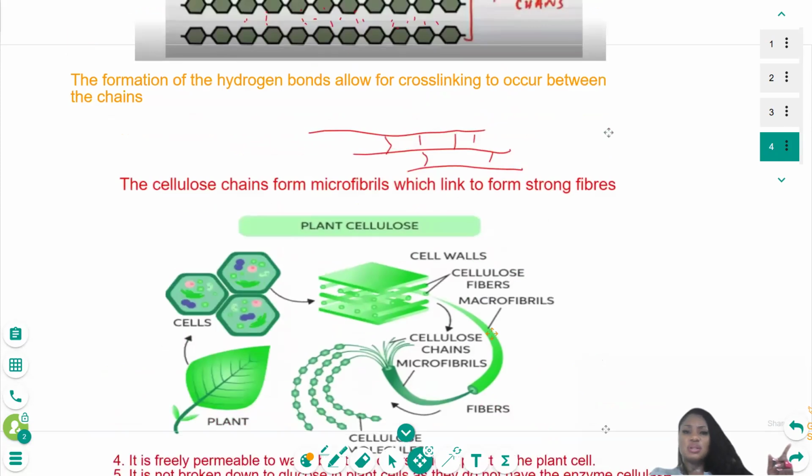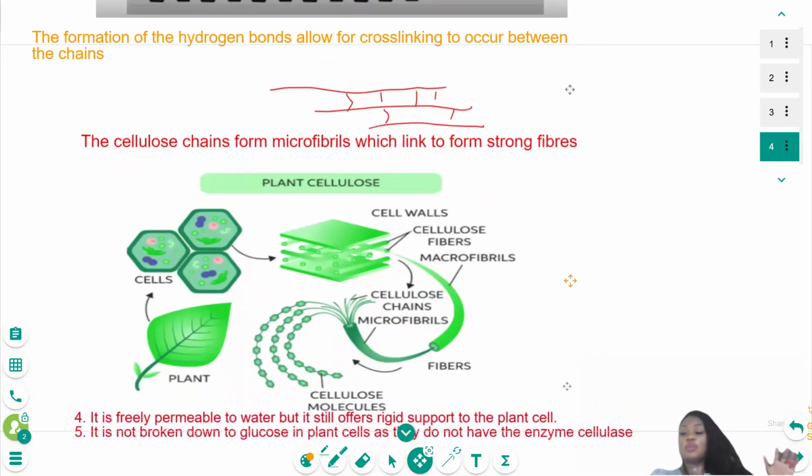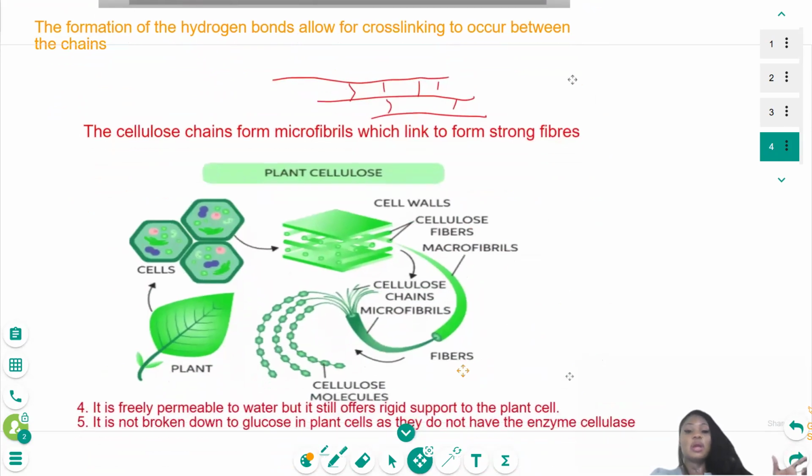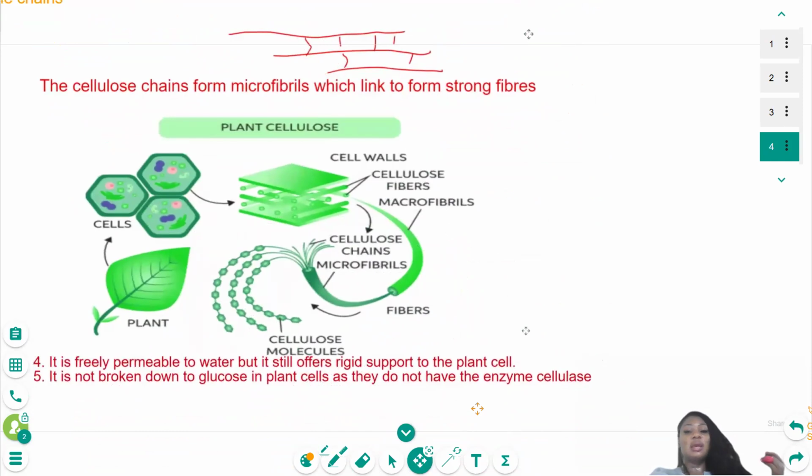Oh wait, did I mention? Okay, I already mentioned that the microfibrils form strong fibers. So the other 2 points to make note of are that the cell wall is freely permeable to water, but it does offer rigid support to our plant cells. And very importantly, cellulose is not broken down to give glucose in plant cells, because plants do not have the enzyme that can break down these glycosidic bonds, these beta 1,4 glycosidic bonds.